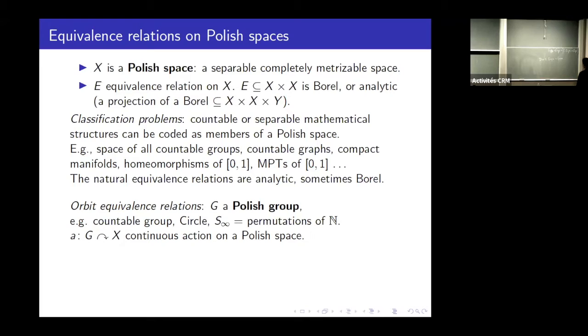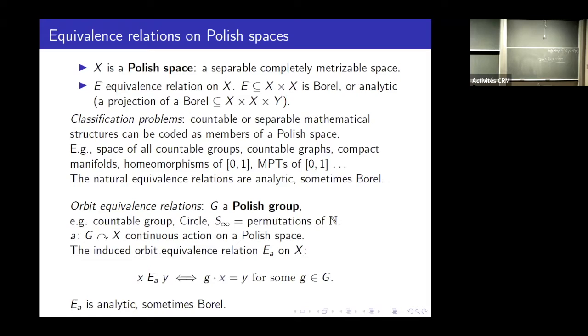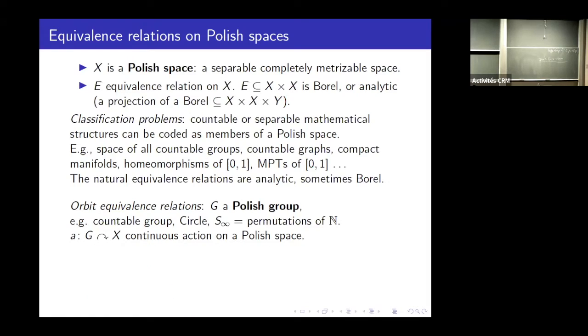If you study Polish groups, a Polish group is just a topological group, but assuming that as a topological space, it is a Polish space. Then you have a Polish group acting on some space, and the orbit equivalence relation is defined from that. There are many examples of Polish groups. For example, the circle is a Polish group. All countable groups are Polish groups when you think about them with the discrete topology. If they're countable, the discrete topology will give you a separable topology, otherwise not.